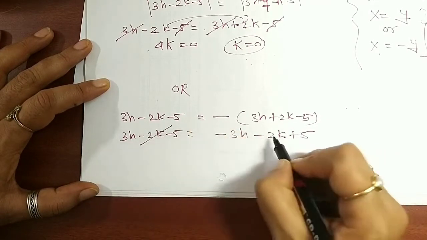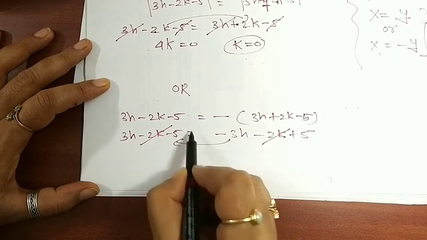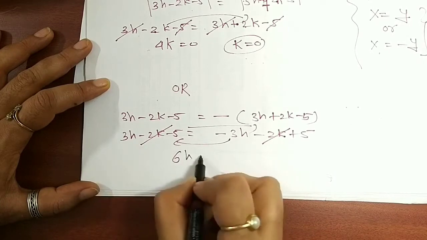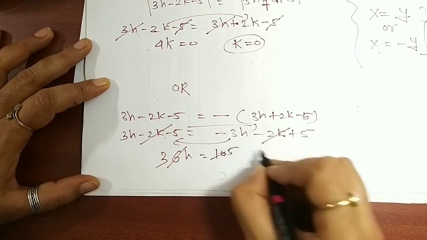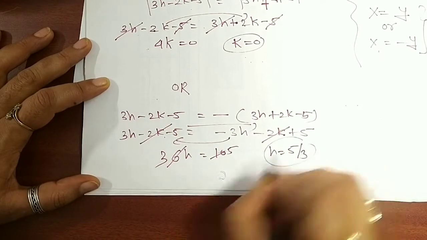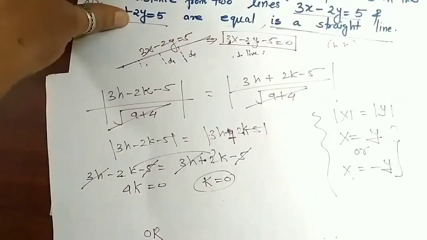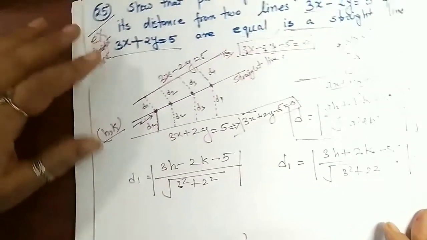So I think 2k will cancel. 3h will go here and this here. So it will be 6h is equal to 10. So I can cancel 2 3s are 5s are. I am getting h 5 by 3. And what was the point, guys, was h comma k.